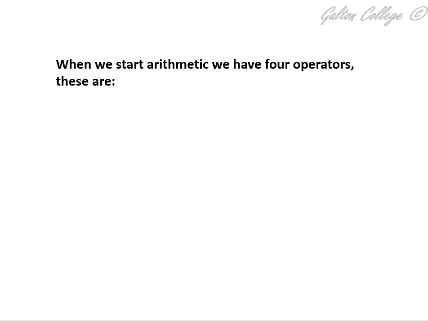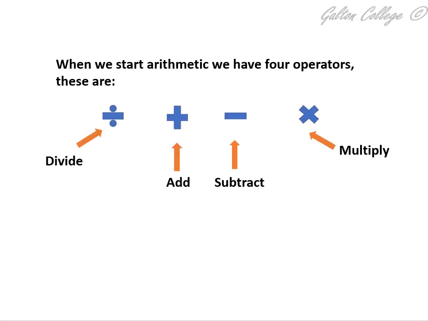When we start arithmetic, we have four operations. These are divide, add, subtract, multiply. Really, most of it boils down to add and subtract. The multiply is just a neat way of adding lots of numbers very quickly. So if I add 2 plus 2 plus 2, I could say, well, that's 2 times 3. That's just done it quickly. But we have got lots of relationships that we can identify with these headings.